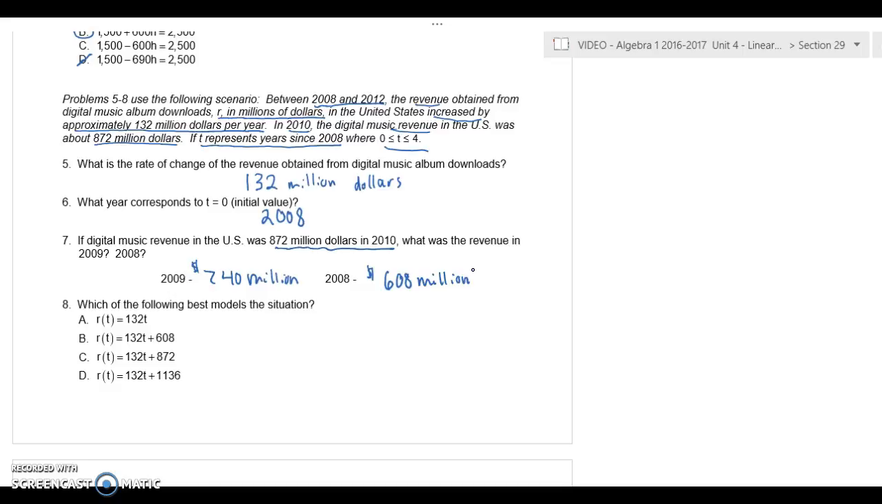So which of the following describes the situation? Notice that all of the equations have a 132t. That's represented by a rate of change times the number of years. So I can't eliminate any choices from there. The difference is, what is our initial value? So what is our value at year 0? Well, we know that year 0 is 2008, and we just figured out the value of 2008 was $608 million. So B would be our best choice that models that situation.